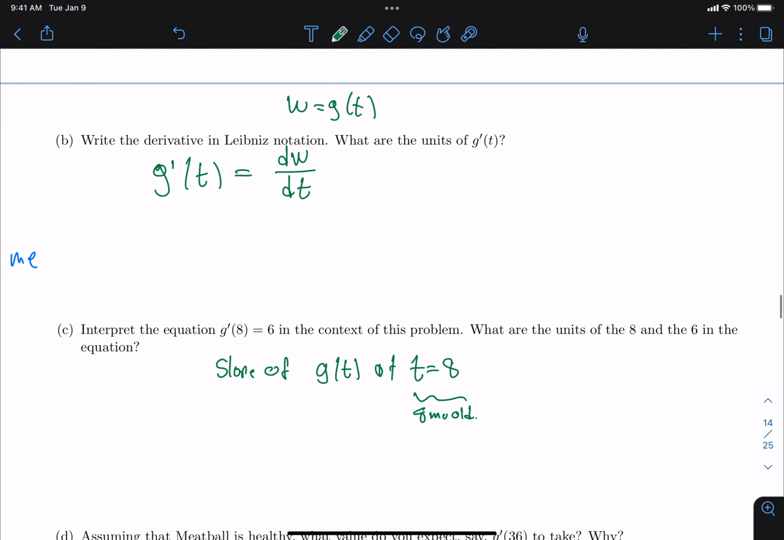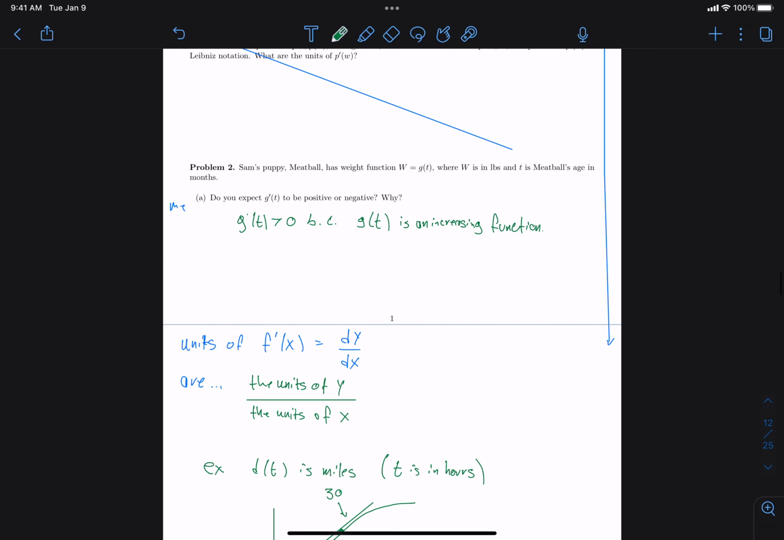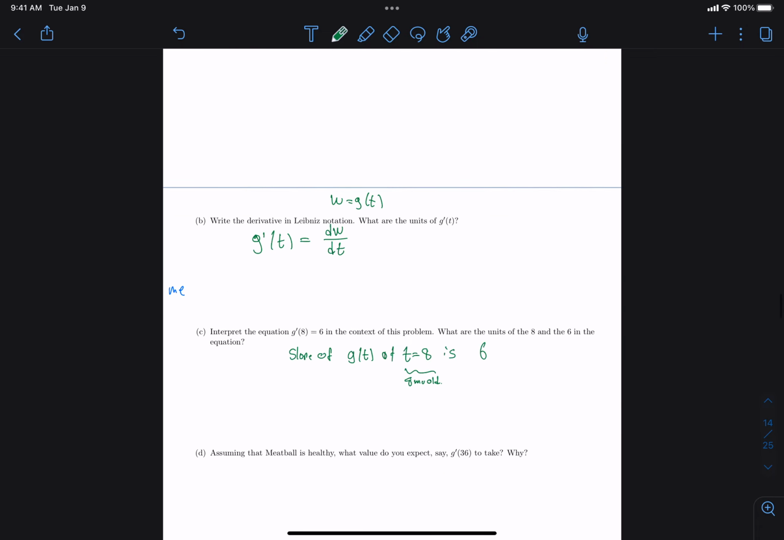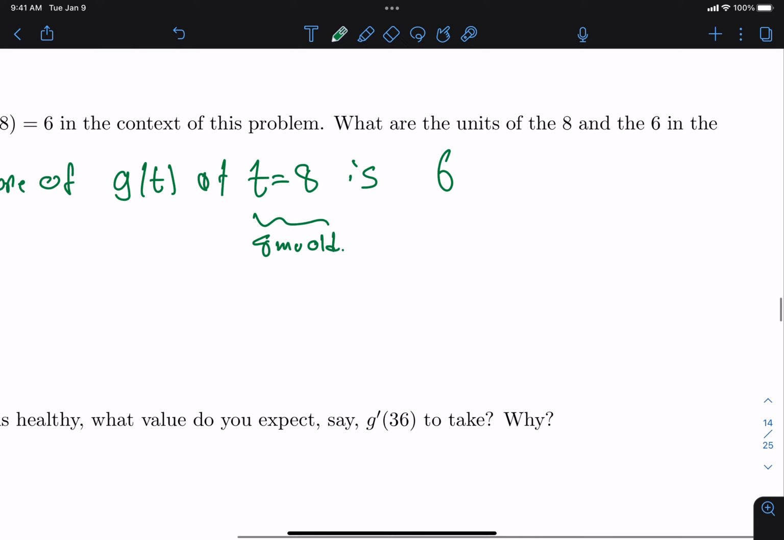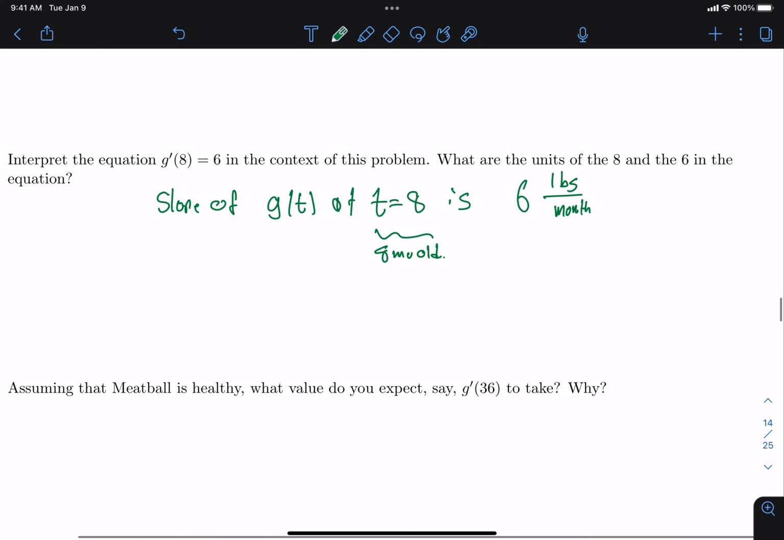Right? The slope is 6. And what are my units going to be? Well, the units are going to be the units of the top divided by the units of the bottom. So what's the units of the top? Weight is measured in, what is it? Is it pounds? Pounds. So the numerator should be pounds, and the denominator should be months. Okay? All right, so 6 pounds per month.